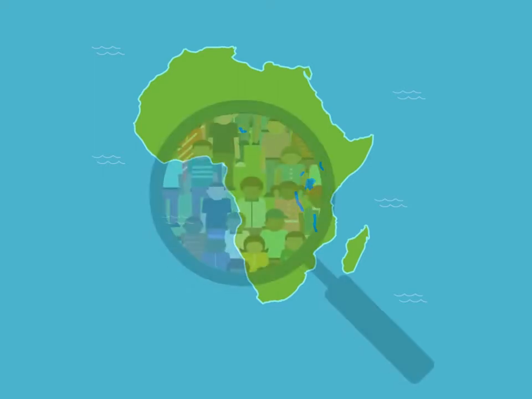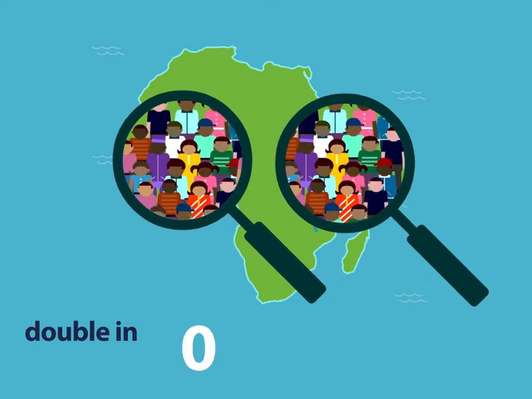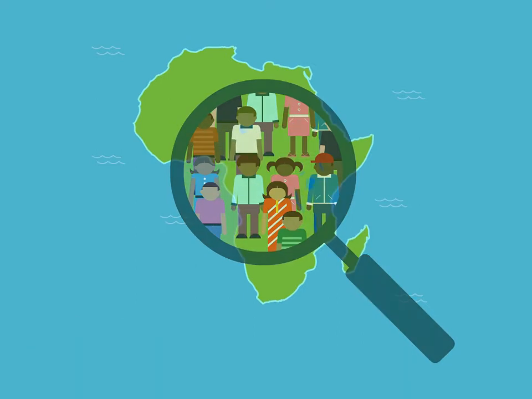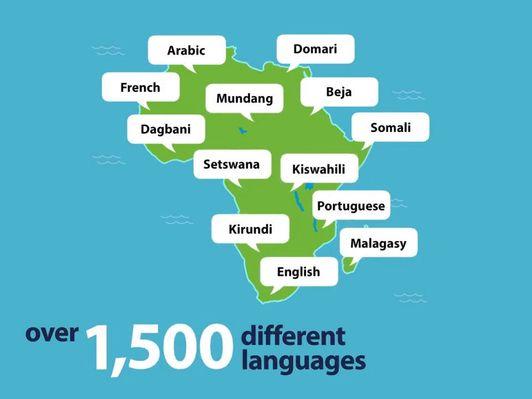So it's no surprise then that around 1.1 billion people live in Africa. And this number will double in 35 years. Half the people are age 20 or younger. And over 1,500 different languages are spoken across the continent.